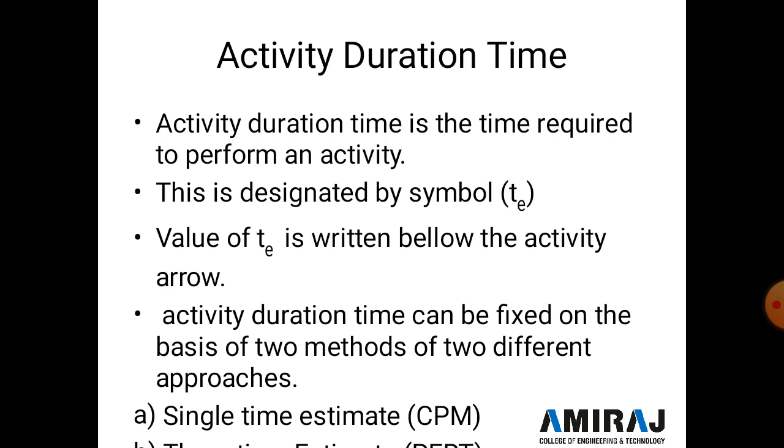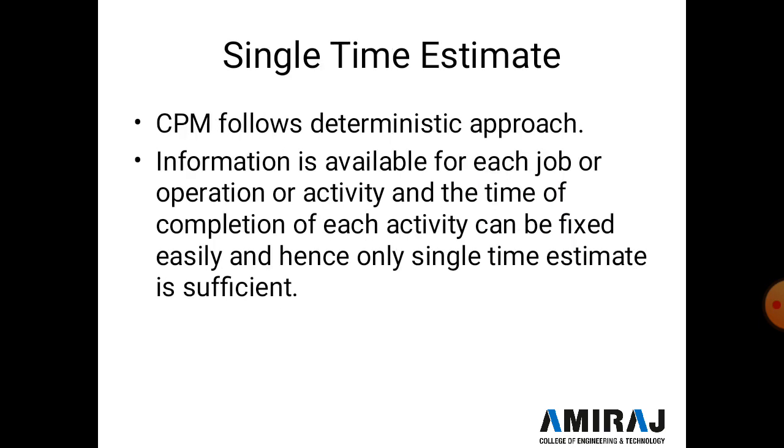In a single time estimate, only one time is given. E means estimated and T means time. So one single estimated time is given in a CPM network, and three times means in a PERT, Program Evaluation Review Technique. In a PERT, three time durations are given. In the next slide we discuss the single time estimate and three time estimate.